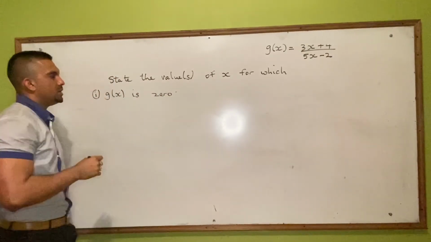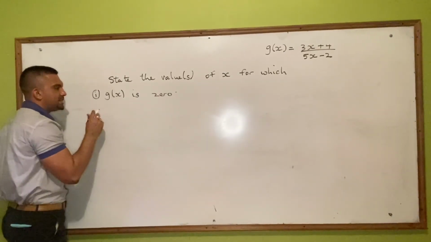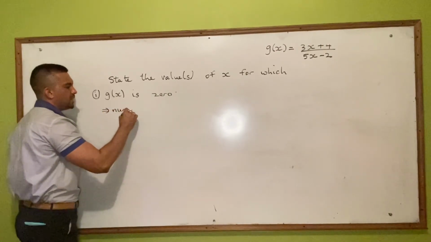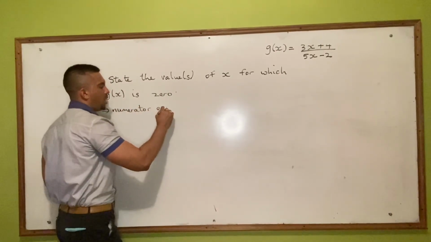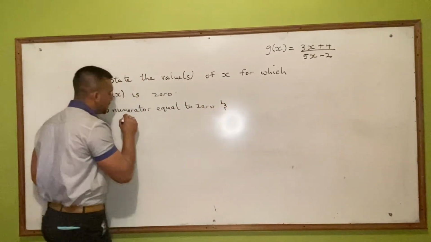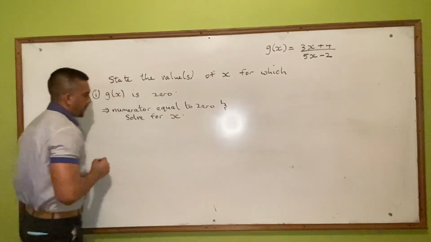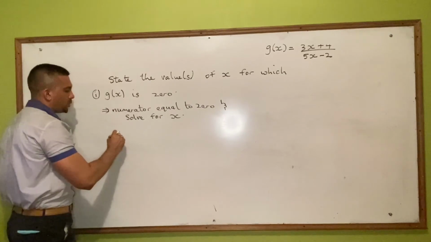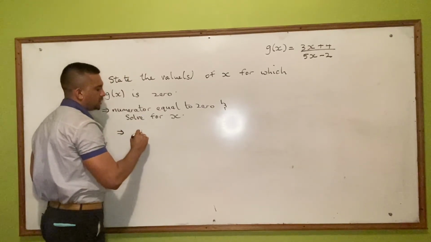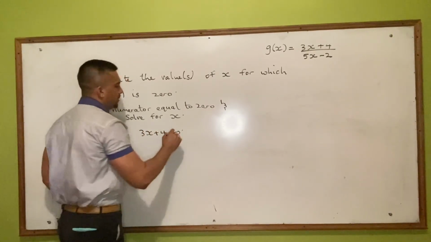Anytime a function is stated as 0, place your numerator equal to 0. So I'll just summarize it for you. Place your numerator equal to 0 and solve for x. So if you want to place your numerator equal to 0, your numerator here is 3x plus 4. Your numerator is the expression you have on top here. So you put 3x plus 4 equal to 0, and you solve for x.